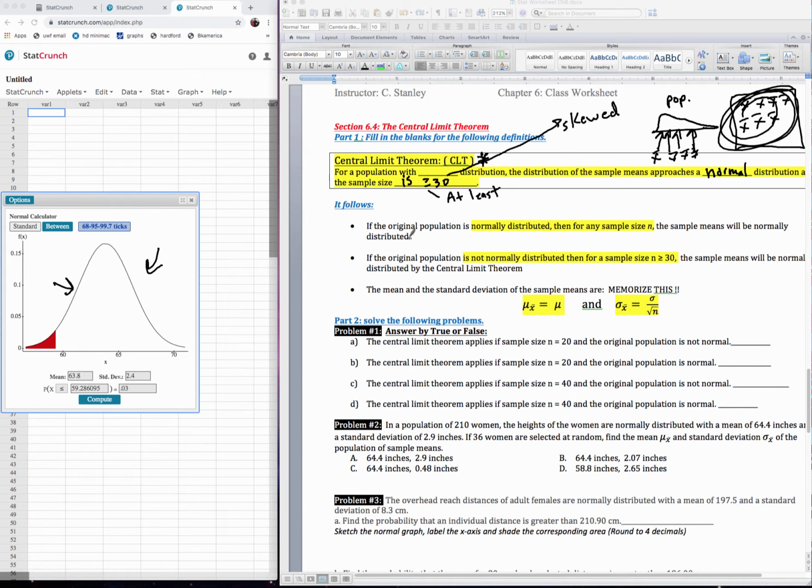Now, what if you don't have 30? There are some tricks around it. If the original population is normal, then you don't need 30.